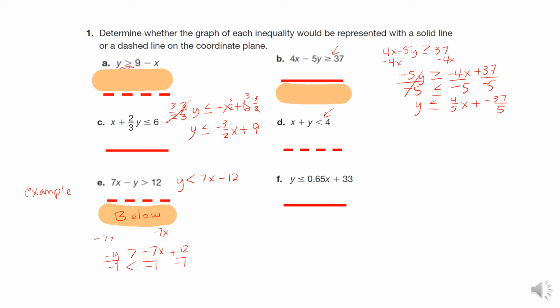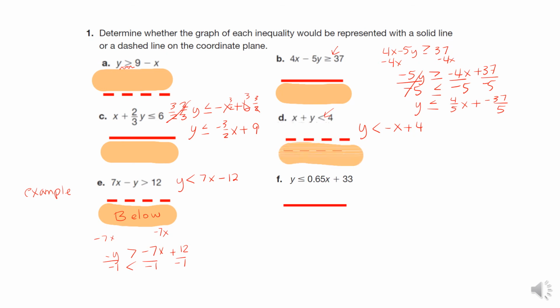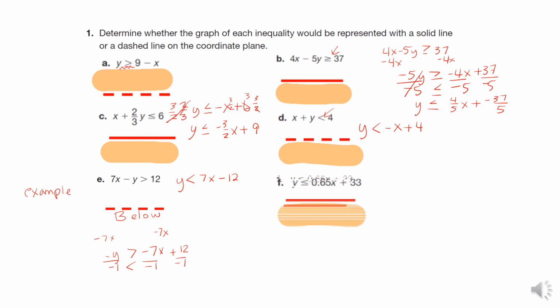So right now it's y is less than, so I'm going to shade below. Okay, this one all I have to do is subtract the x, and I'm going to shade below. This one's already done for us, so this one's in slope-intercept form, and it tells me y is less than, so I'm going to shade. Oh, that one was below. Okay. There we go.